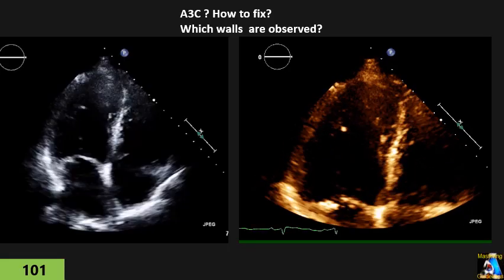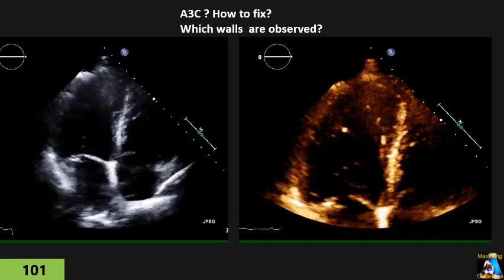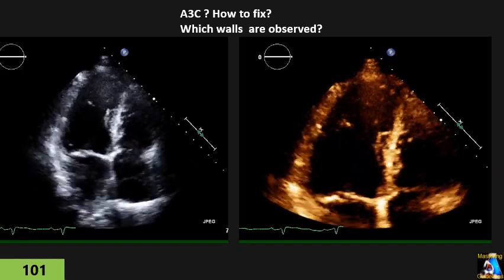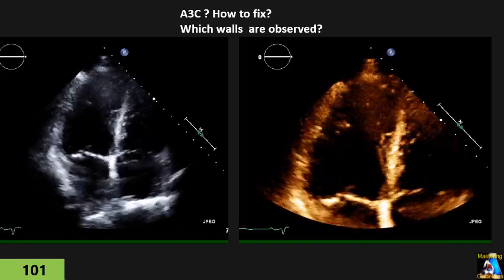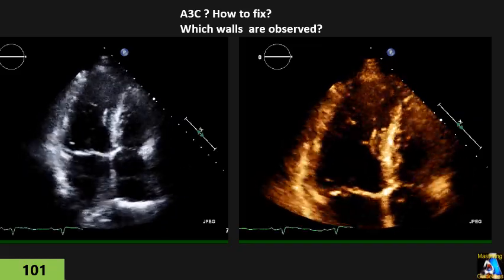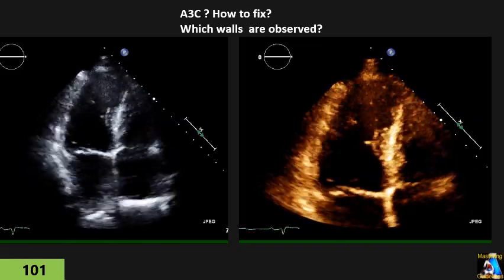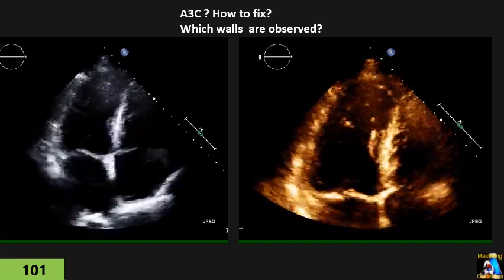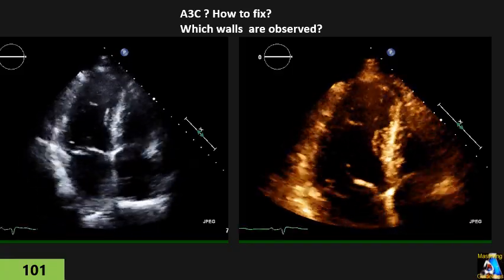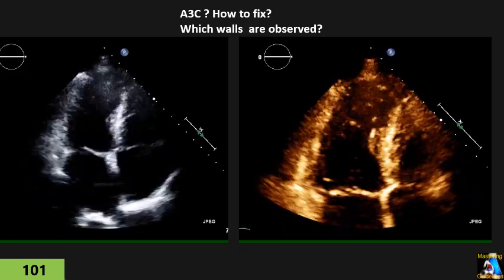Hello everyone, here we have another multiple choice question. First one: a tech got this two-view for wall motion abnormality, labeled as apical 3. Is that correct or not? Is it apical 3 or not? And based on this view, which walls are you seeing?